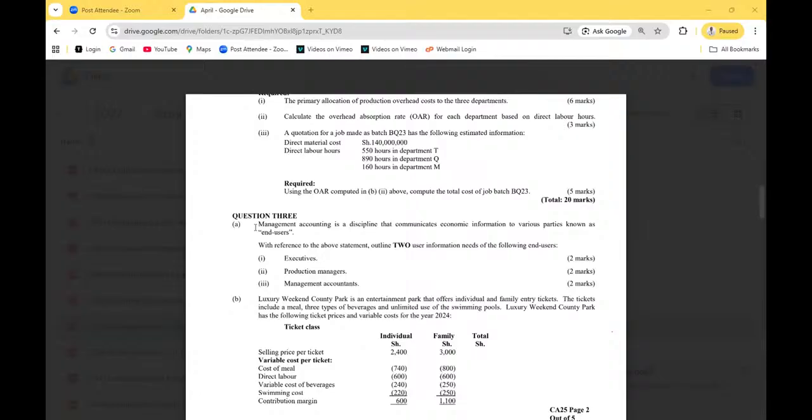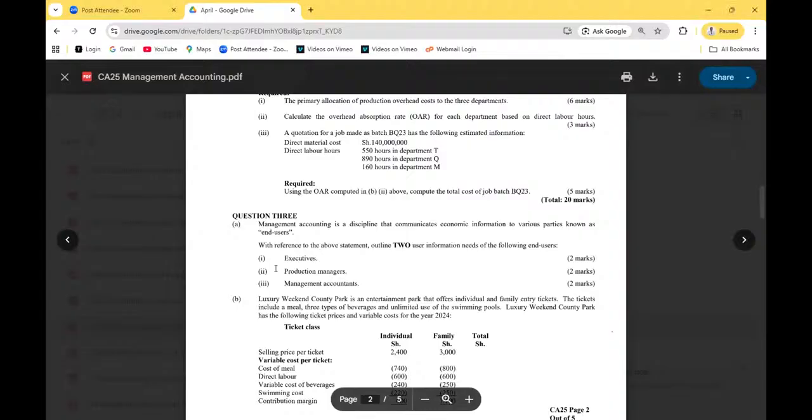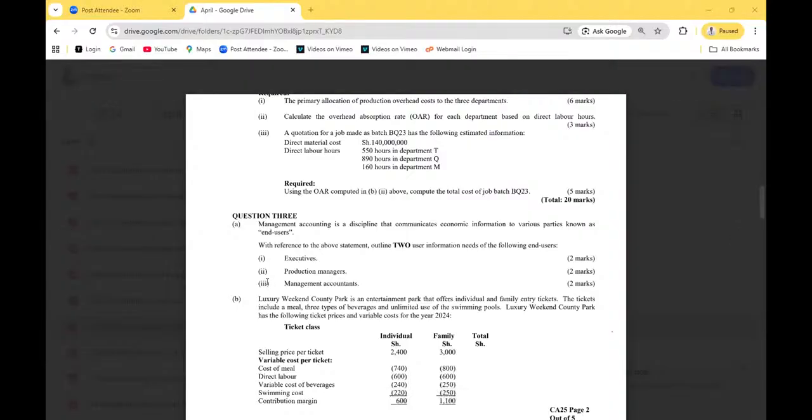What do they need? I think we are missing something. Let's see. We also have production management. Then, of course, we have management accountants. So production managers and then management accountants. Maybe I can give you a hint.